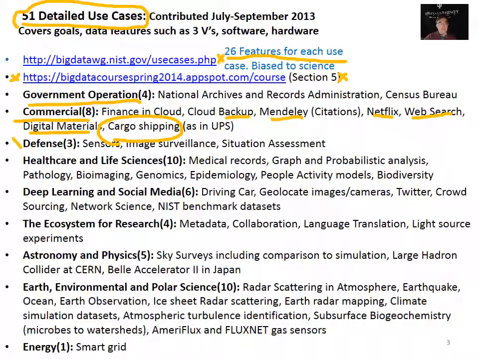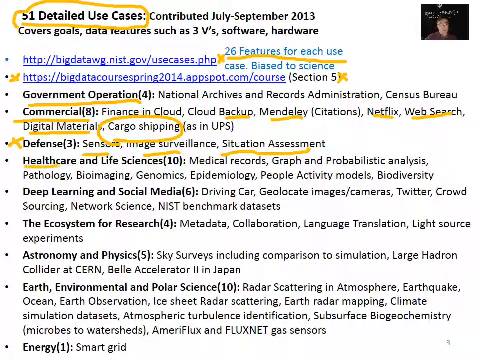Here we have defense, where we had 3 related use cases: the actual sensors involved, what's involved with surveillance and imagery, and then deriving results, what's often called situation assessment. You have all your sensors, the commander needs to decide what all that means, and he or she has to be helped by big data analytics.